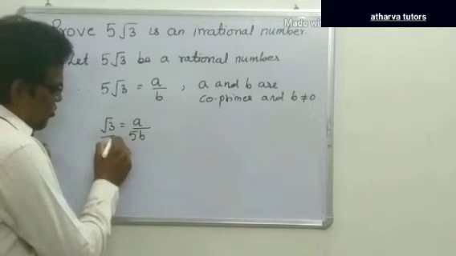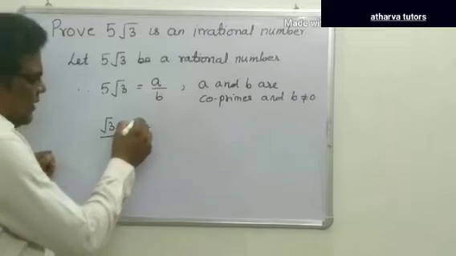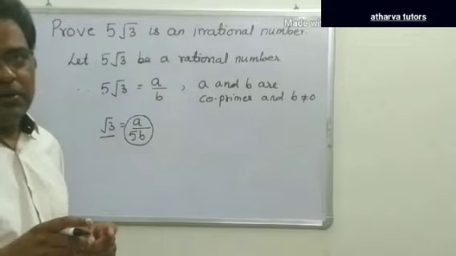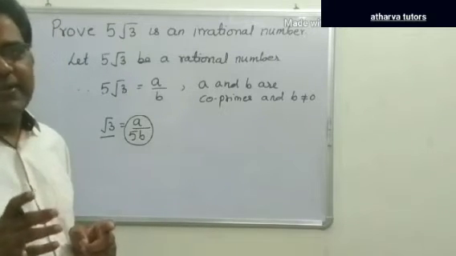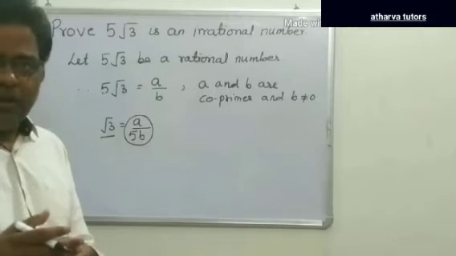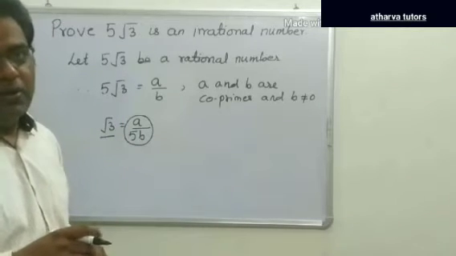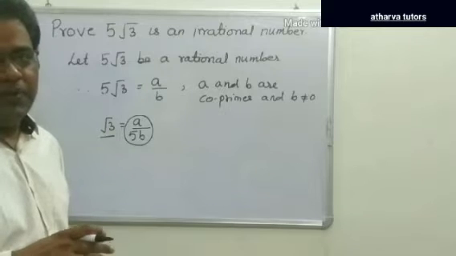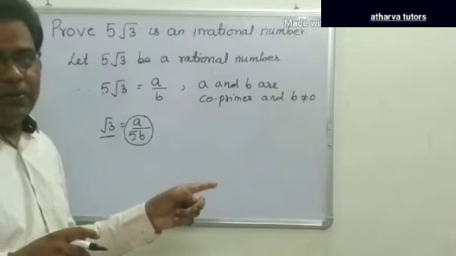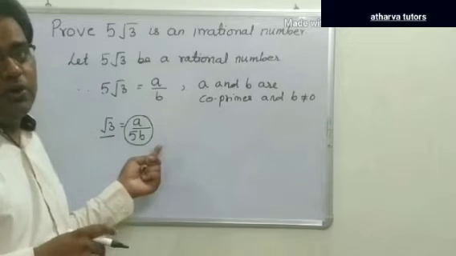Now here you see this root 3 is an irrational number, whereas A upon 5B is a rational number. And you know, an irrational number cannot be equal to a rational number. So here it contradicts our assumption. We had assumed that 5 root 3 is a rational number. If it is a rational number, then this will not be possible: irrational number equals rational number.